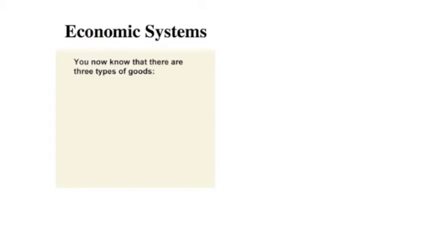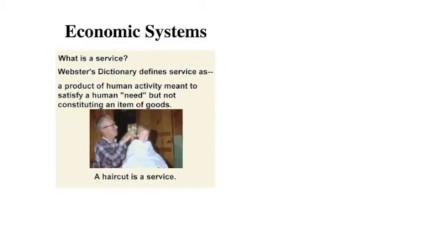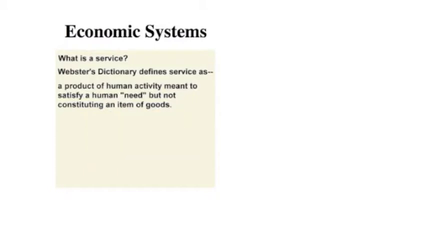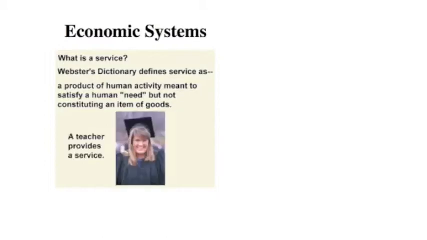You now know that there are three types of goods: consumption goods, intermediate goods, capital goods. What is a service? Webster's Dictionary defines service as a product of human activity meant to satisfy a human need, but not constituting an item of goods. A haircut is a service. A waiter provides a service. A teacher provides a service.